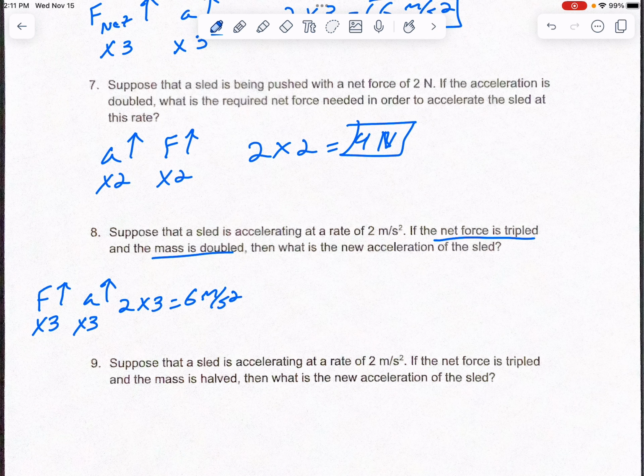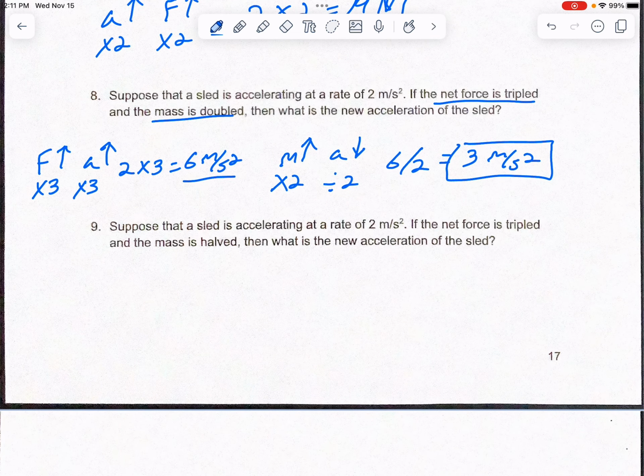Now I'm going to look at my mass. If mass is doubled, so m goes up by 2, remember acceleration goes the opposite way, so a is going to go down, and we're going to divide by 2. So I'm going to take that 6 that I just found, so 6 divided by 2, and my new acceleration is 3 meters per second squared.